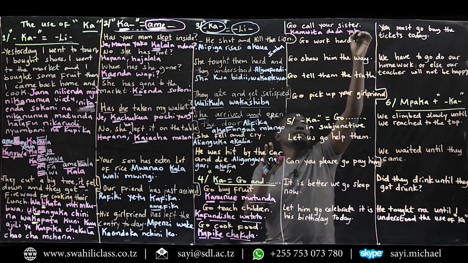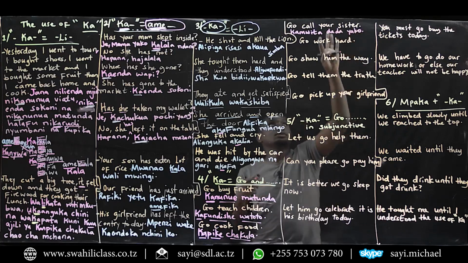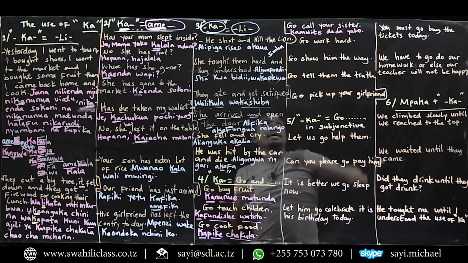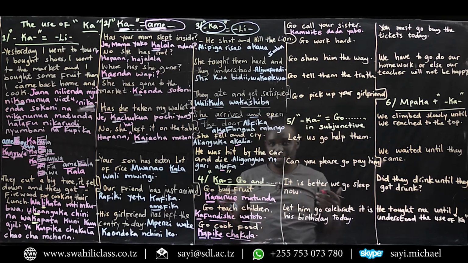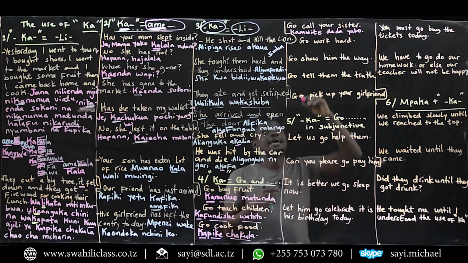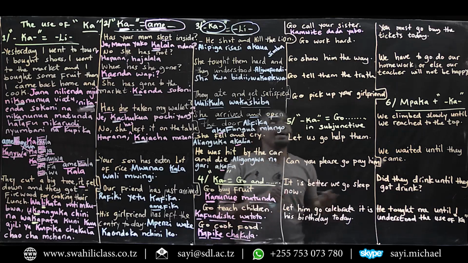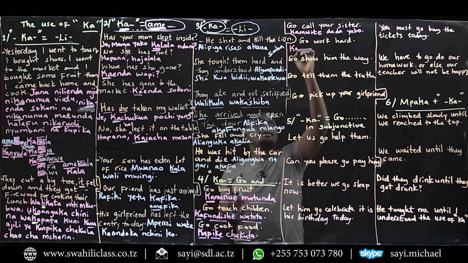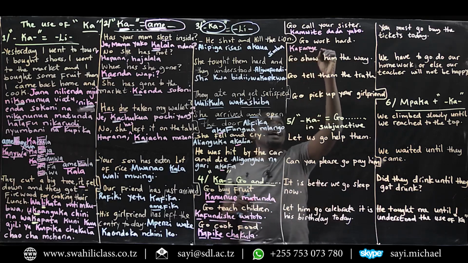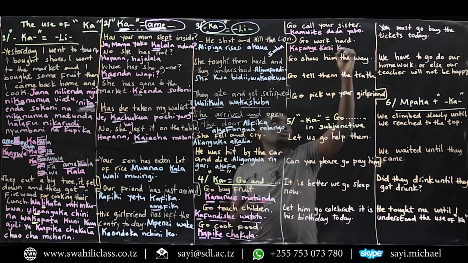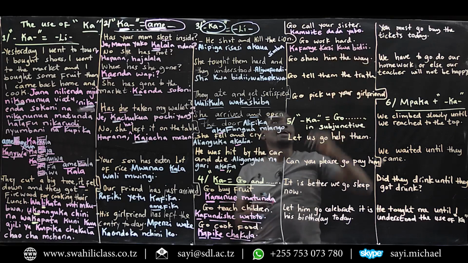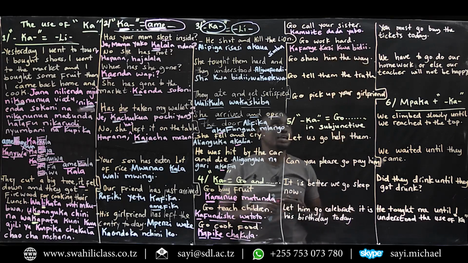Dada yako, kamuite dada yako. Ite, kamuite. Kamuite dada yako. That's go call your sister. Then you go, hey, sister, sister, daddy is calling you. But go call your sister by phone will be ka to call by phone. Kampigie simu dada yako. So, go work hard will be ka fanye. Kafanye kazi. Kafanye kazi kwa bidii.